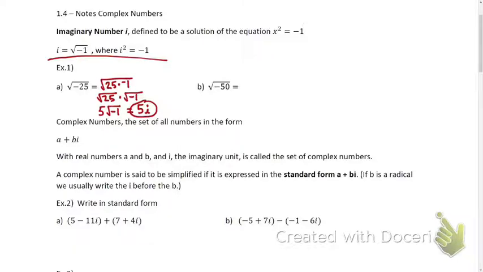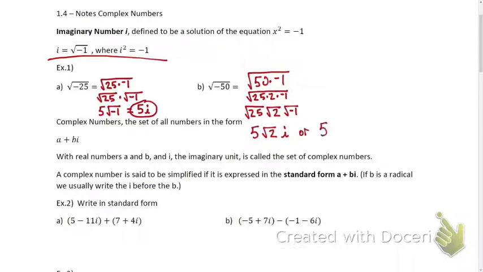So same idea on B. Let's break down square root of negative 50. First of all, we have 50 times negative 1. And then you can break it down to 25 times 2 times negative 1. And then, like you've done before, a few weeks ago, you can break it into individual radicals. And you can write the answer as this. Or I typically write it with the i to the left of the radical, like this.